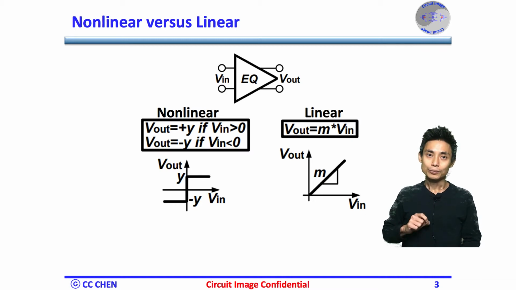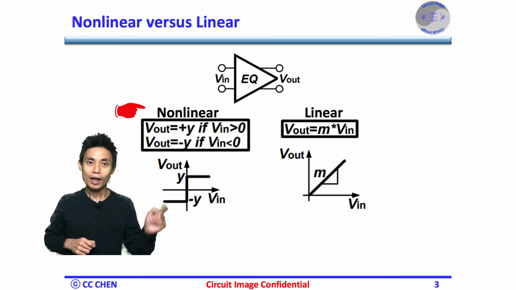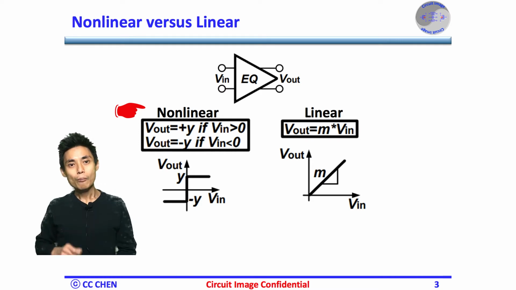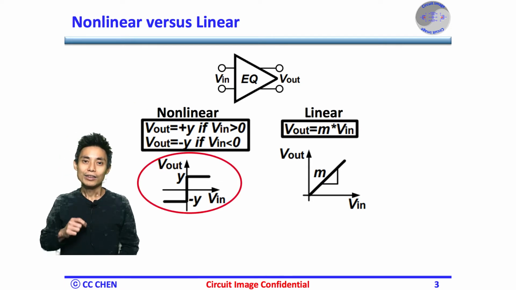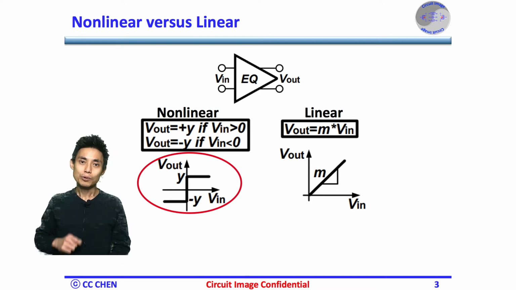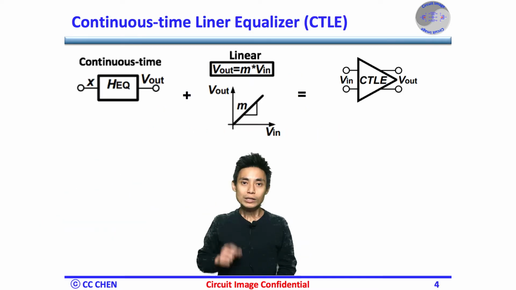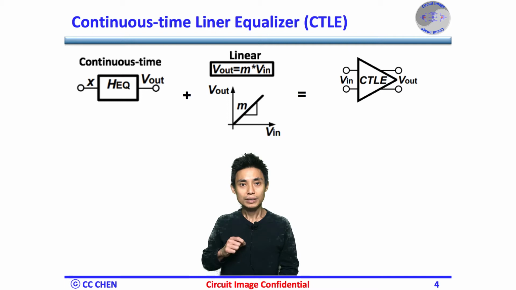On the other hand, you can probably find lots of nonlinear images in your head. The left-hand side shows one of the nonlinear examples for you. The output will be plus y if the input is greater than 0, and the output will be minus y if the input is less than 0. Again, the output magnitude is not proportional to the input magnitude, so the relationship is nonlinear here. Once we understand what continuous time and linearity mean, we can combine both characteristics together to get the continuous time linear equalizer idea for our usage.